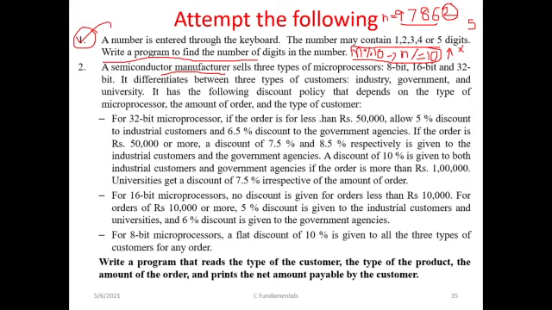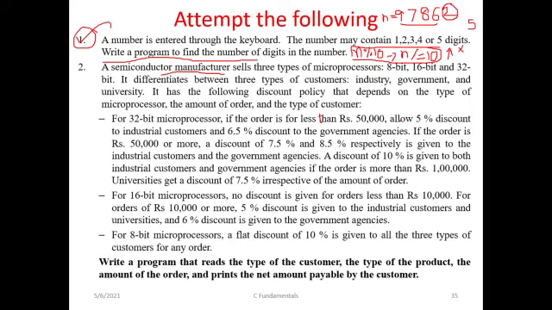For a 32-bit microprocessor, if the order is for less than rupees 50,000 (the T is missing here), it allows a 5% discount to industrial customers and a 6.5% discount to government agencies. If the order is rupees 50,000 or more, then a discount of 7.5% and 8.5% respectively is given to industry and government agencies. A discount of 10% is given to both industrial customers and government agencies.